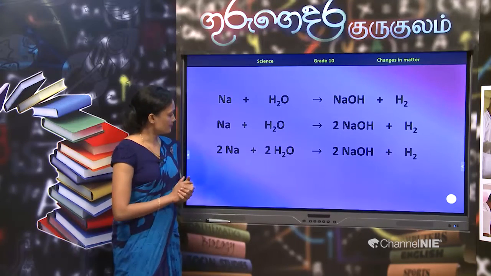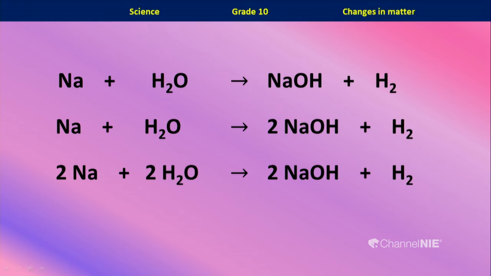Now let's see. Here, if we put 2 in front of sodium hydroxide, the number of sodium atoms on the product side becomes 2. That means 2 sodium atoms are present on the product side, and to make it equal with the reactants, here I put 2 in front of sodium.